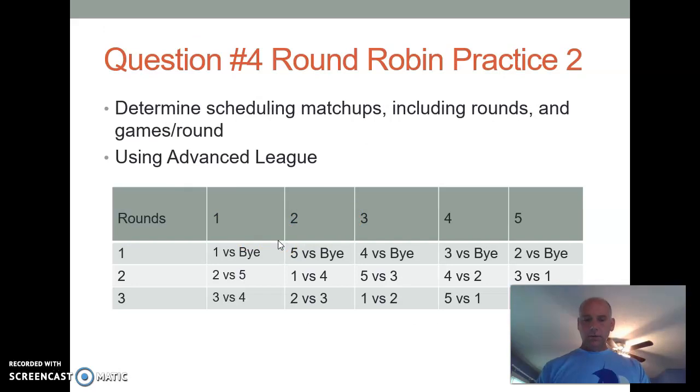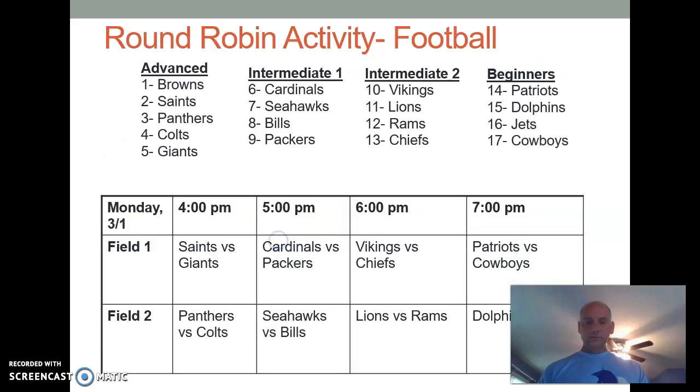Okay, 2 played 5, 3 played 4. So 2 plays 5, Saints and Giants. 3 plays 4, Colts and Panthers. And our bye goes to the Browns. Okay. Then the next day, remember the Giants had the bye, or that's one day. Now on the other fields we have these activities going on.